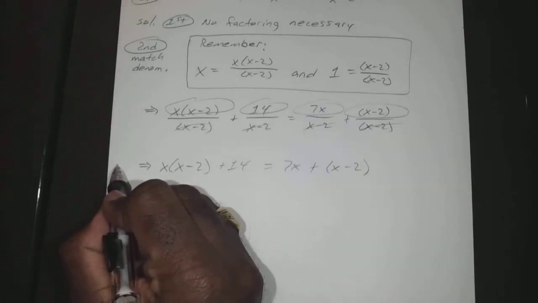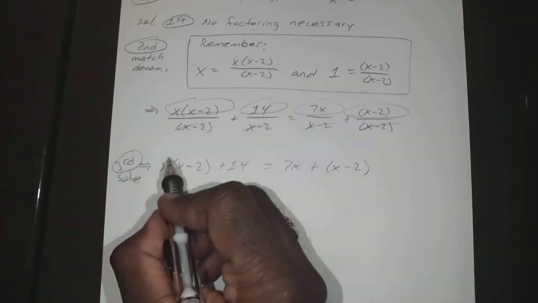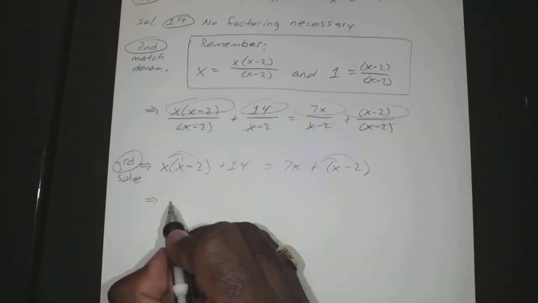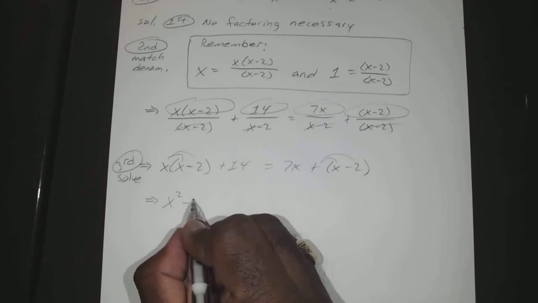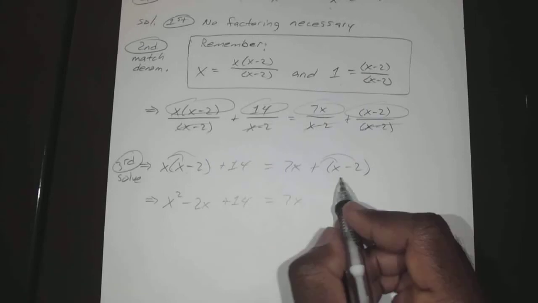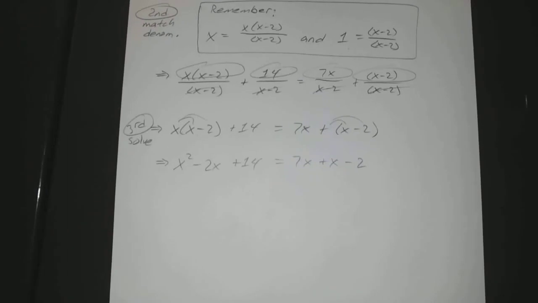Now comes our third step, which is just to solve. If we distribute the x there, and here you can distribute a 1 if you want to, or just drop the parentheses, you have x squared minus 2x plus 14 equals 7x plus x minus 2. Now you can't factor this because it has to be equal to 0, so you have to move everything to one side.